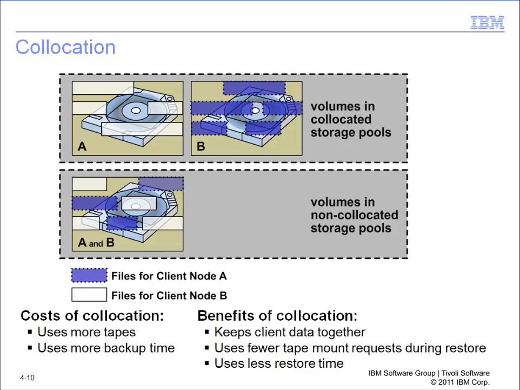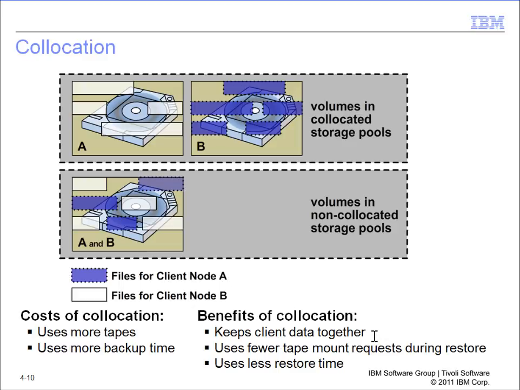This is an example of collocation by node. This means that all of the files for client node A are written to one volume. All the files for client node B are written to a different volume. So when you're doing a restore, you're only mounting one volume. Now this is obviously a simplified example, and there could be multiple volumes involved. In volumes without collocated storage pools, the data is mixed. You might need to mount 2 different tapes just to restore client node A.